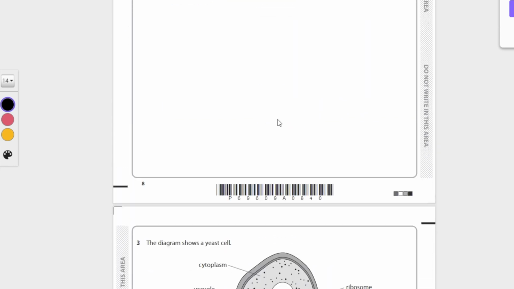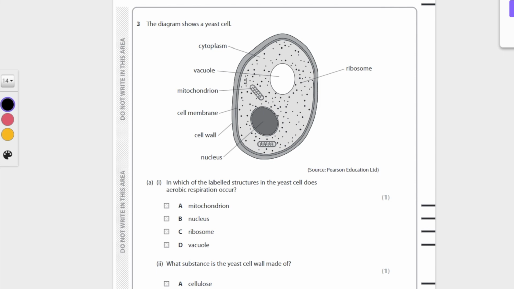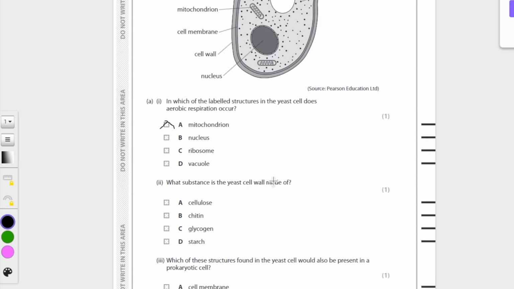Okay, so we have a yeast cell, and it wants us to label where aerobic respiration occurs. We know it occurs in the mitochondrion. Very simple. What substance is the yeast cell wall made of? Well, we should know that it's not cellulose because that's plants. It's not glycogen because that's how fat is stored in animals, and you know it's not starch. So the substance of the cell wall of a yeast is actually chitin.